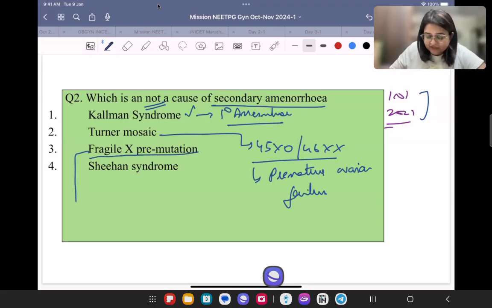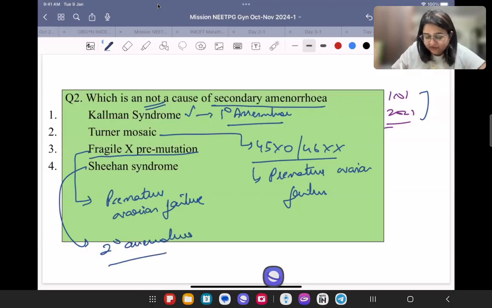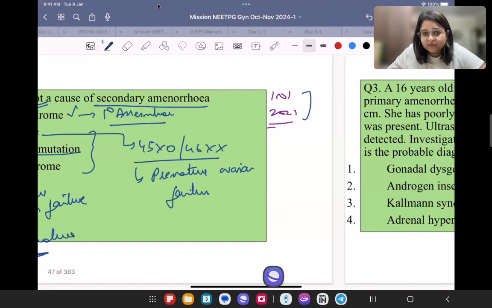Then you have fragile X premutation. What is fragile X premutation? This is also one of the causes of premature ovarian failure. Just remember that if a person has the fragile X premutation, it can cause premature ovarian failure. And Sheehan syndrome, we all know, will cause secondary amenorrhea. Okay, it doesn't cause primary amenorrhea. So these are all causes of secondary amenorrhea, not of primary amenorrhea.